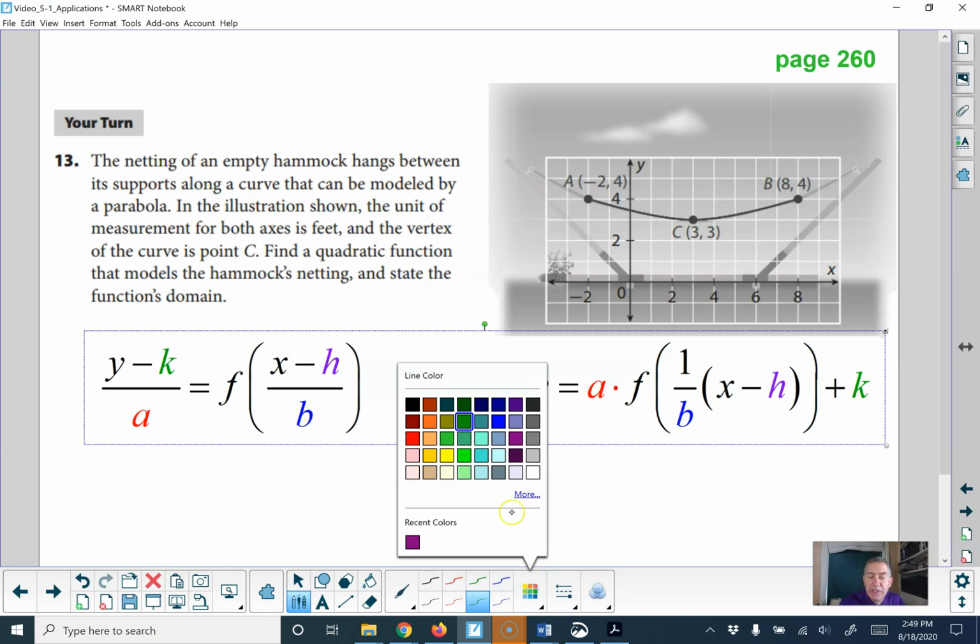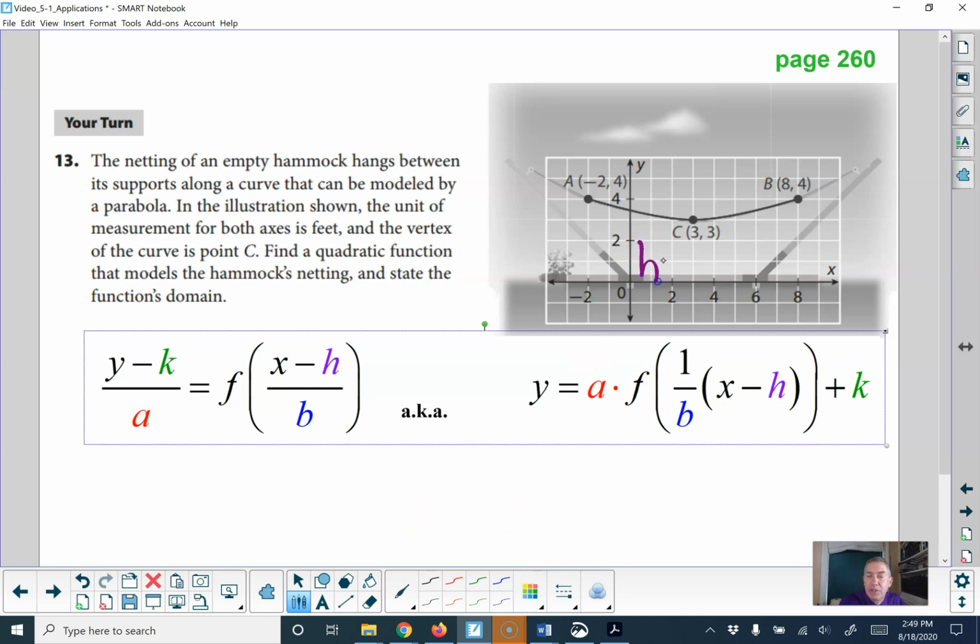The vertex is h equals 3 and k equals 3. And now the question is how far left, right, up, and down? In this case, left and right from 3 to 8 is a distance of 5. Likewise, 3 to negative 2 is also a distance of 5, so b is 5. And it goes up 1. So a is 1. And now, yet again, we're just ready to write.